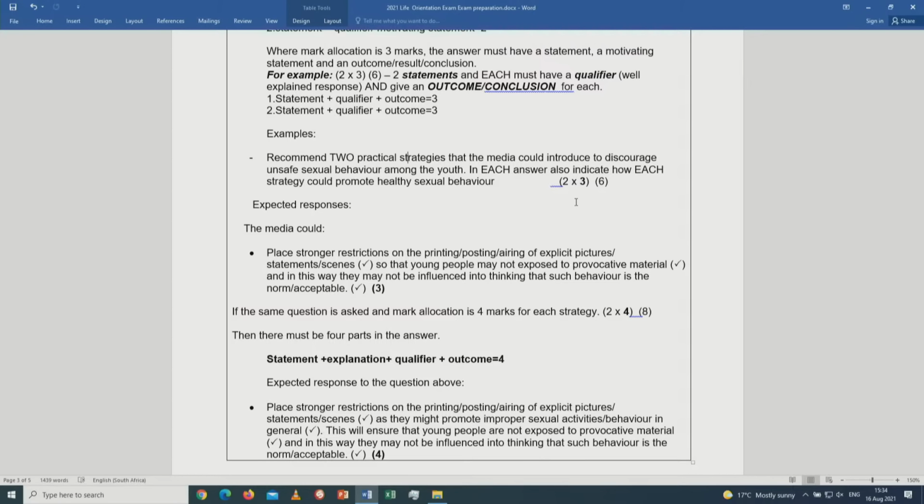So mark allocation, extremely important. So if you can forget anything that I'm saying this afternoon, just keep in mind those two tips that I gave you. 1, underlining the instructional words and the keywords in the sentence, the first step. The second step, looking at the mark allocation and knowing how much you are expected to write and in which depth.